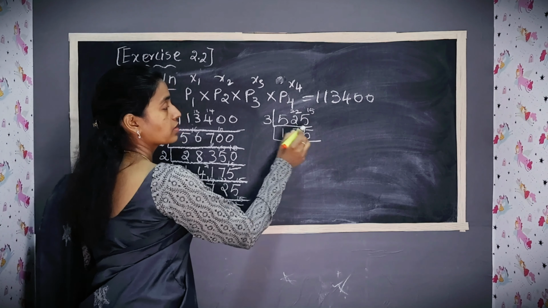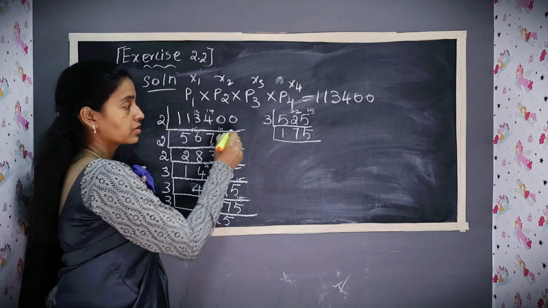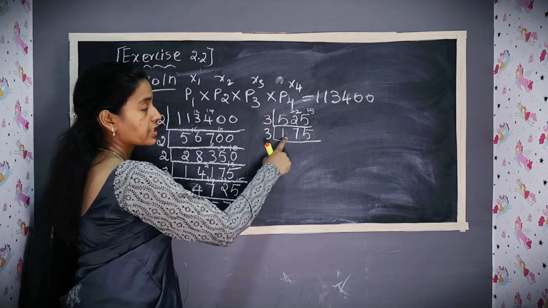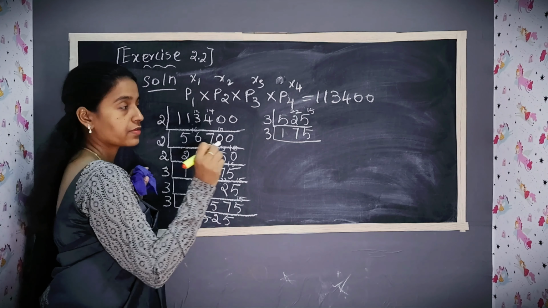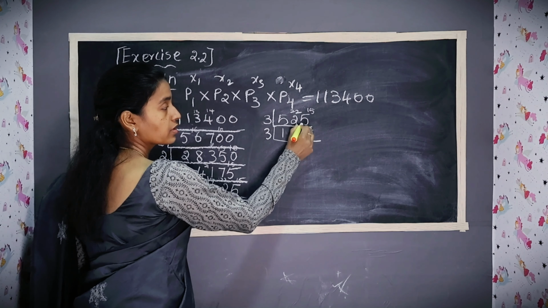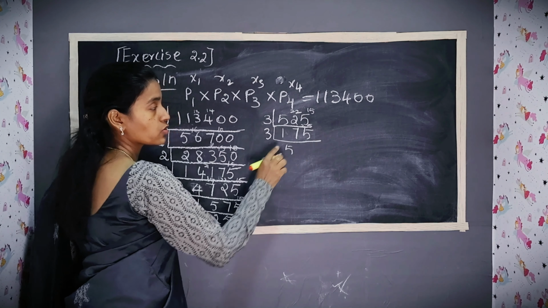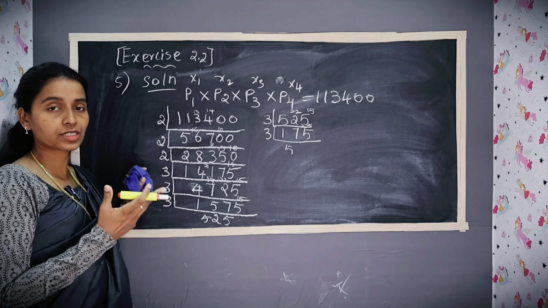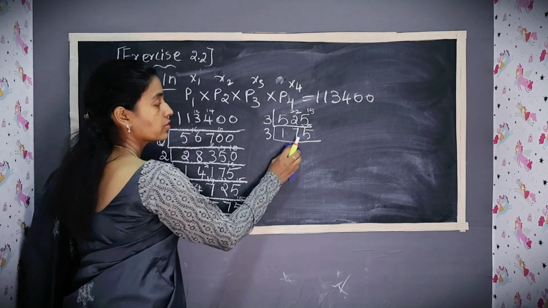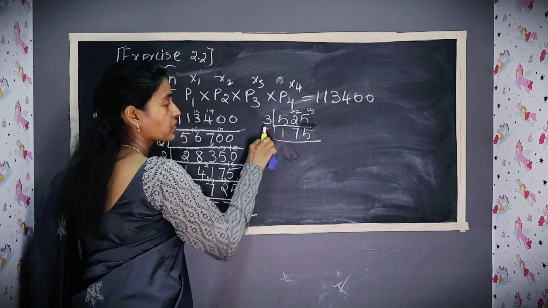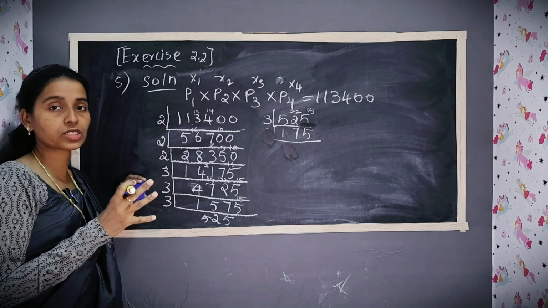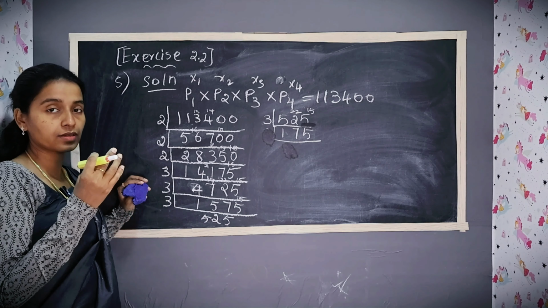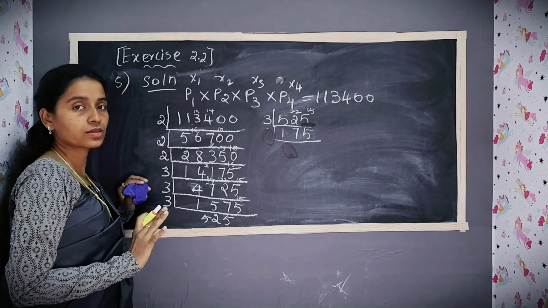And now again I can check 3. If I'm dividing 17 by 3, I'll be getting 5, right? 5 into 3, 15. The remainder is 2. 2 and 5 becomes 25. So I couldn't divide this 25 by 3 completely, right? So I cannot go with 3. So 4 also, first we have to check with 2 and 3. Next 4.